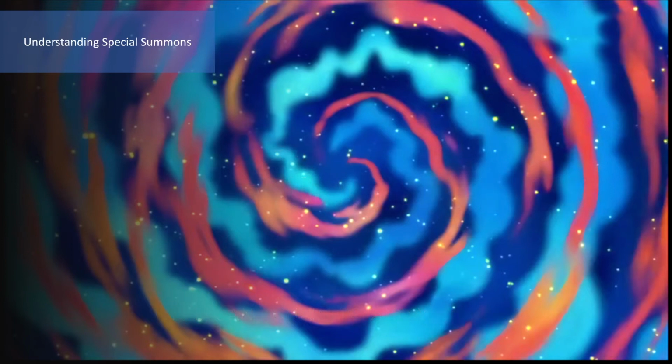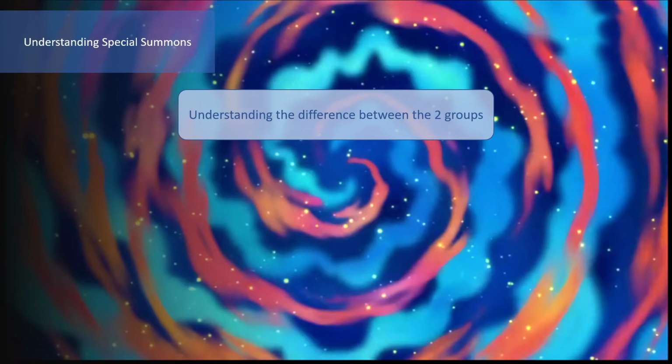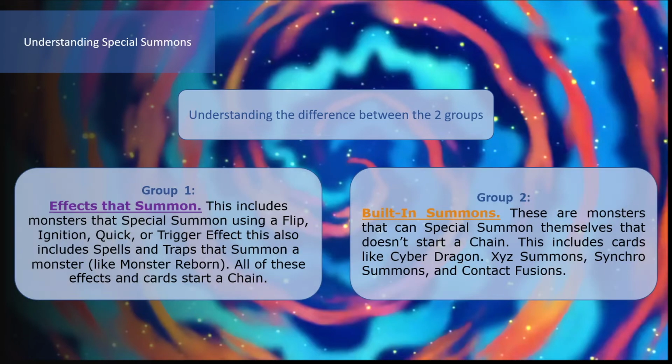And today we're going to be talking about understanding the difference between the two separate groups in summoning. So there are two groups, group 1 being effects that summon. This includes monsters that special summon using flip, ignition, quick, or trigger effects. This also includes spells and traps that summon a monster, like Monster Reborn. All of these actually start a chain.